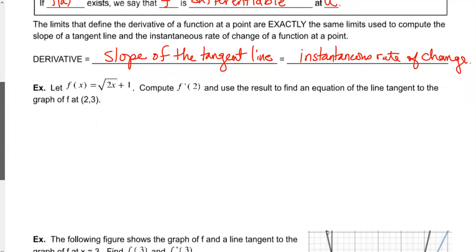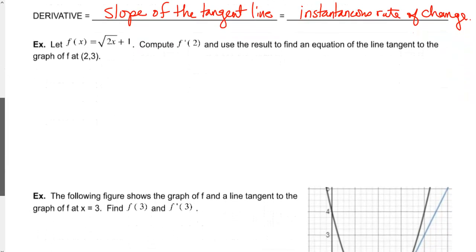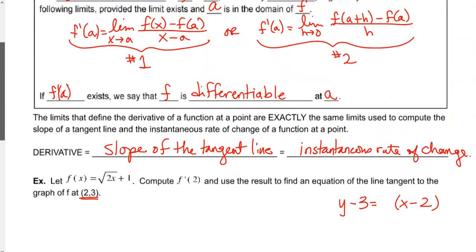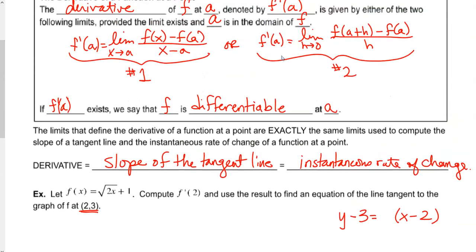So let's try this guy here. We're going to compute f prime of 2 and use the result to find the equation of the line tangent to the graph at (2, 3). So we already have the point. That's nice, because when I'm writing the equation, y minus 3 equals, I'm going to leave a space for my slope, times x minus 2. All I need to now fill in is this piece. And how do I find that piece? What is the slope of the tangent line? It is the derivative. And to find the derivative, I have to use either one of these limits that are in this box up here.